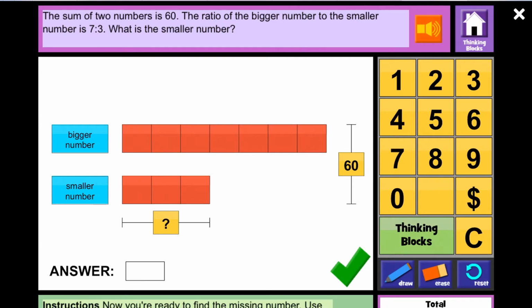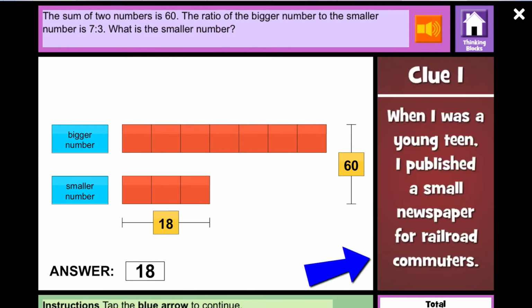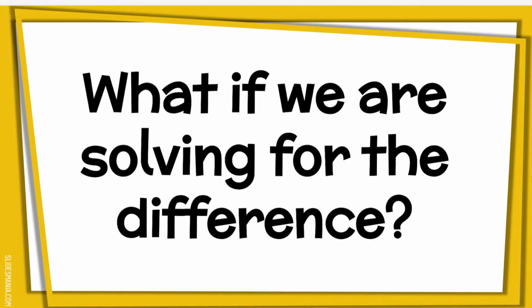then I need to share 60 in between 10 different blocks. So that means that each block will represent 6. So the smaller number is 3 groups of 6, which is 18. We just used the total to solve for a missing part. So now what if we're solving for the difference between two of our values?